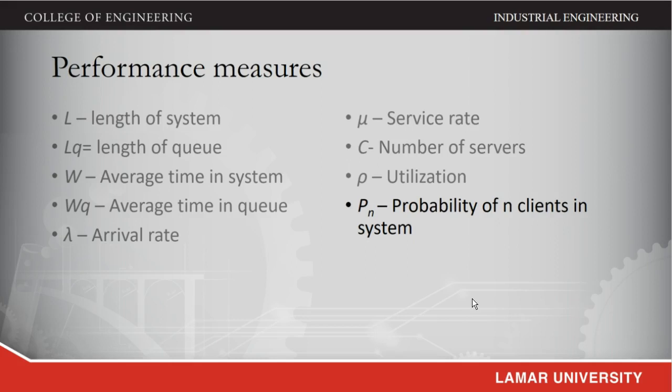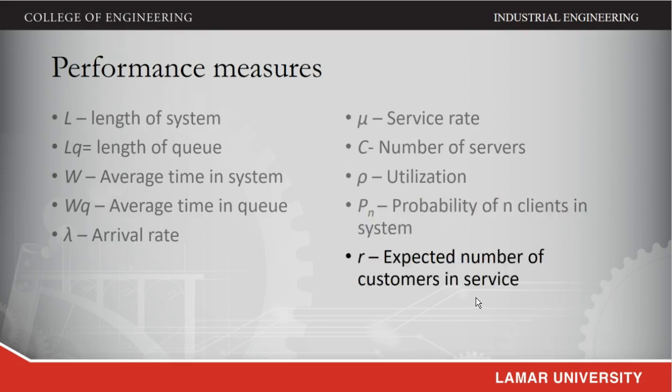The simplest, to start with, if the system has no client, that would be P0. And in a model with only one server, P1 would mean there is one client in the server, and there is nobody in the line. And so on and so forth. R is the expected number of customers in service.